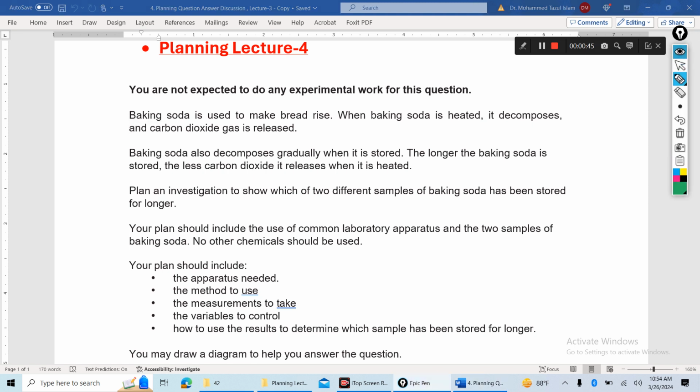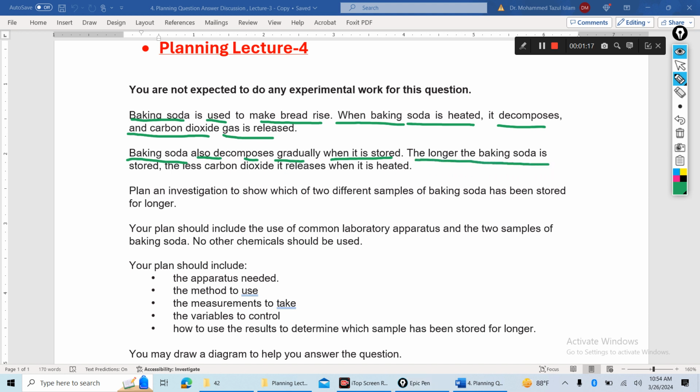Baking soda is used to make bread rise. When baking soda is heated, it decomposes and carbon dioxide gas is released. That carbon dioxide gas makes the bread rise. Baking soda also decomposes gradually when it is stored. If baking soda is kept, it gradually decomposes.